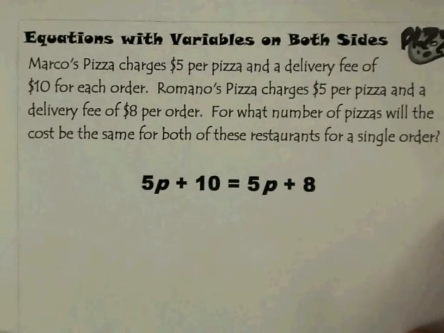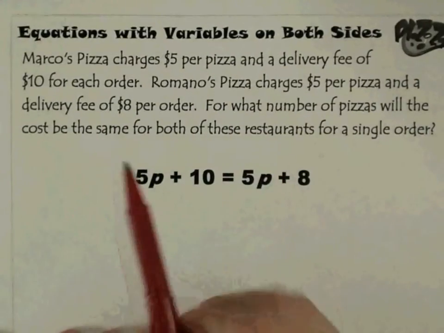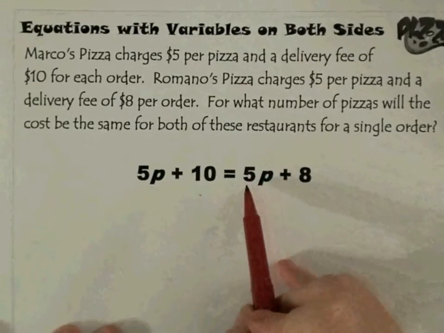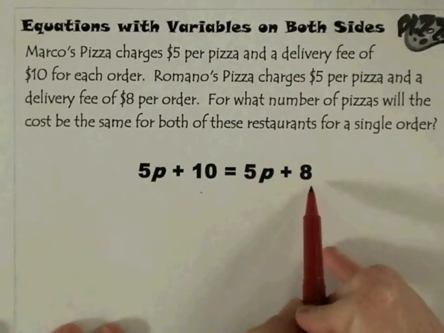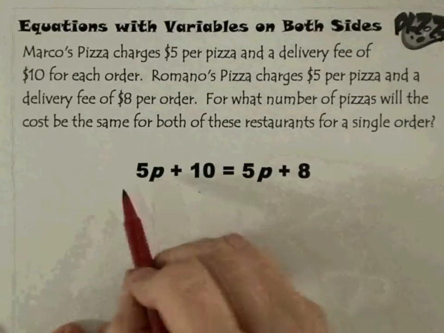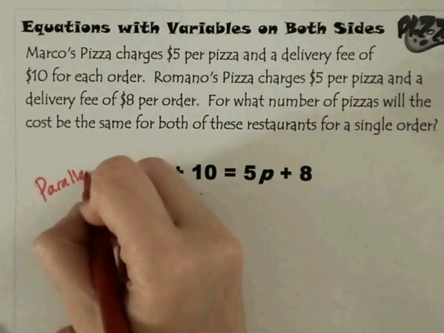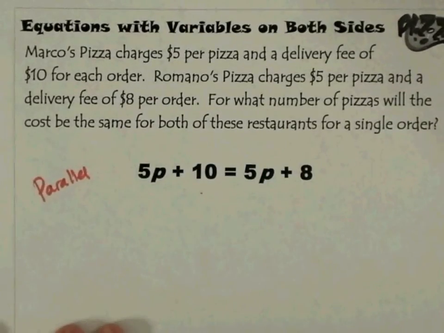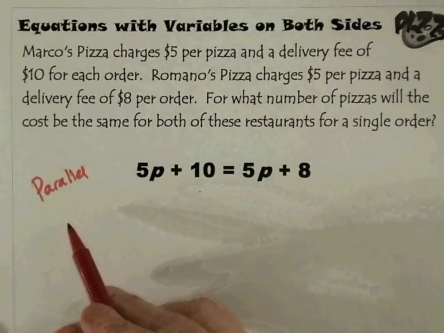The last type of thing that we might see in a situation with variables on both sides is this. It says Marco's Pizza charges $5 per pizza and a delivery fee of $10 for every order. Romano's Pizza charges $5 per pizza and a delivery fee of $8 per order. Right away, I see that these have the same slope, which tells me they're parallel. Parallel lines never touch. They're never going to cross.